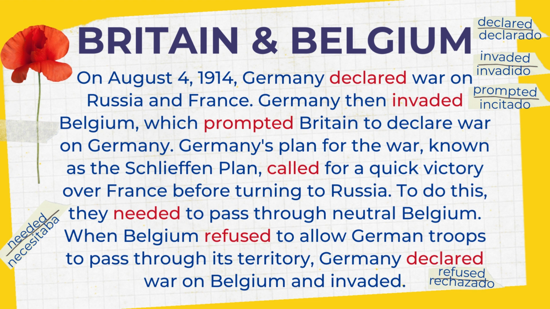On August the 4th, 1914, Germany declared war on Russia and France. Germany then invaded Belgium, which prompted, caused, encouraged, urged Britain to declare war on Germany. Germany's plan for the war, known as the Schlieffen Plan, called, needed, relied upon, called for a quick victory over France before turning to Russia. To do this, they needed to pass through neutral Belgium.